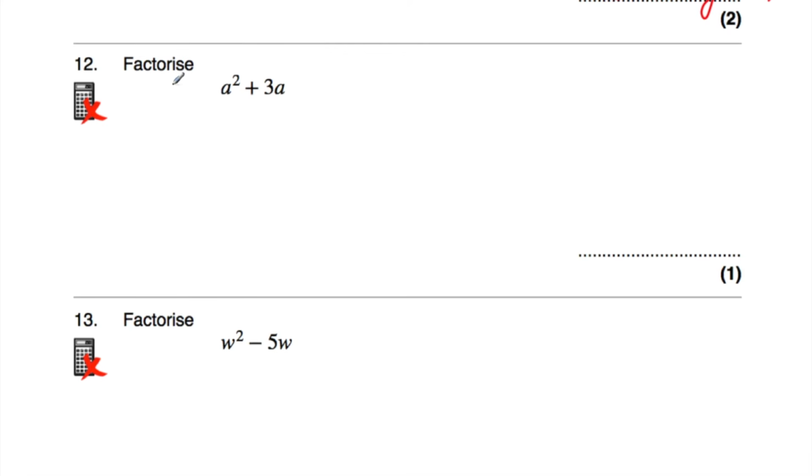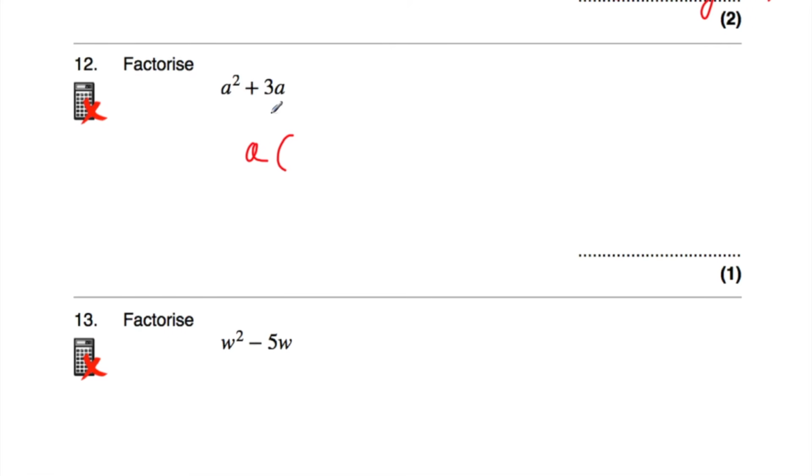So question number 12, we've been asked to factorise a squared plus 3a. So whenever we're asked to factorise something like this, rather than taking numbers out, we're actually going to take letters out. So it's not always numbers we take out whenever we're factorising. We can take out letters, and sometimes we'll take out letters and numbers. Okay, so here we've got a squared plus 3a. So both of these terms are divisible by a. So let's take a outside, and then open up our brackets.